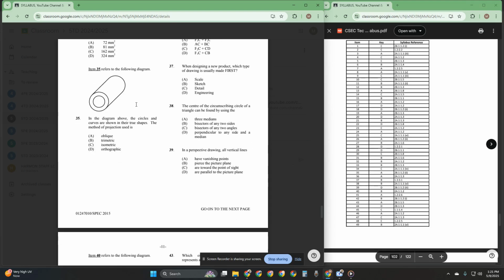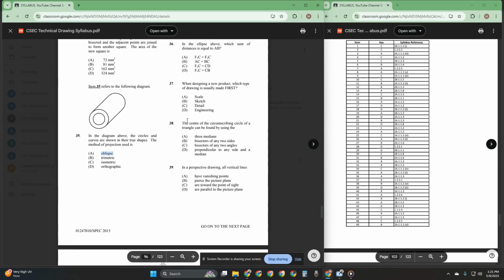35. In the diagram above, the circles and the curves are shown in their true shapes. The method of projection used is this oblique, trimetric, isometric, or orthographic? Number 35A, yes, of course, it's oblique.